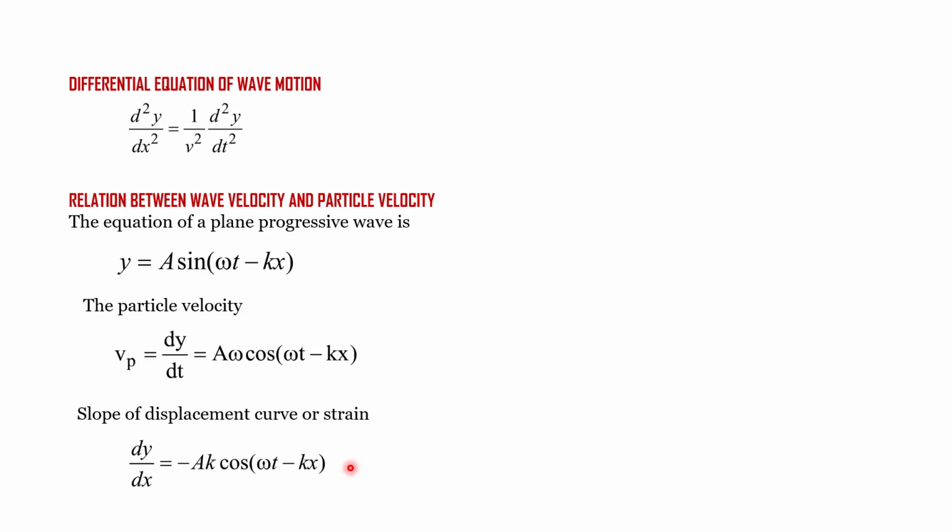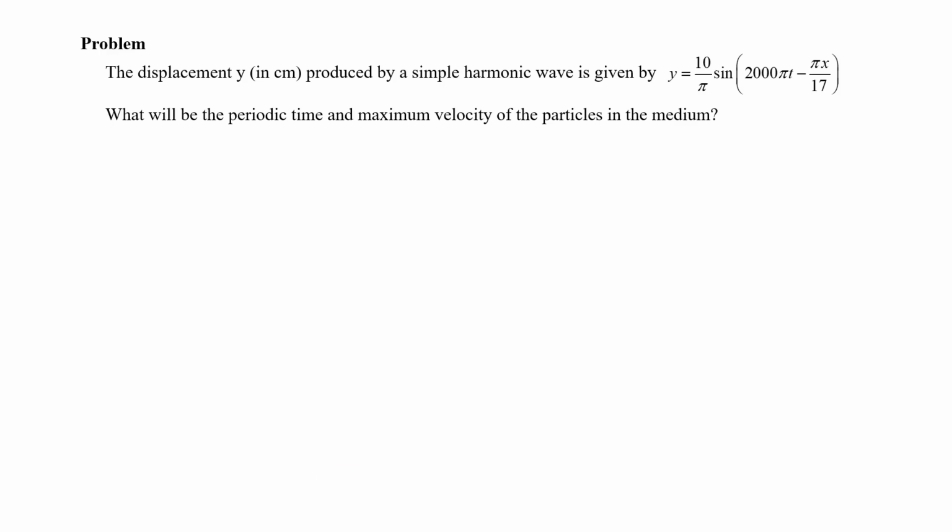Now let's solve a problem related to what we have discussed till now, so you will get an idea about the wave. The given question is: the displacement y produced by a simple harmonic wave is given by the expression y equals 10 by pi sine of 2000 pi t minus pi x by 17. What will be the periodic time and the maximum velocity in the medium? Here we need to find the periodic time and the maximum velocity.